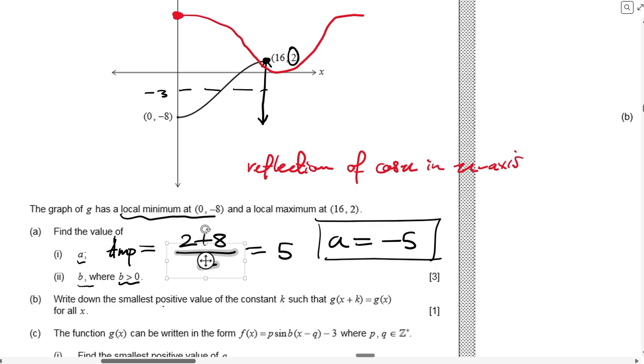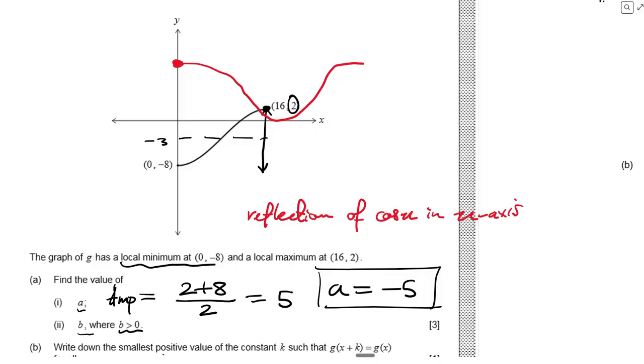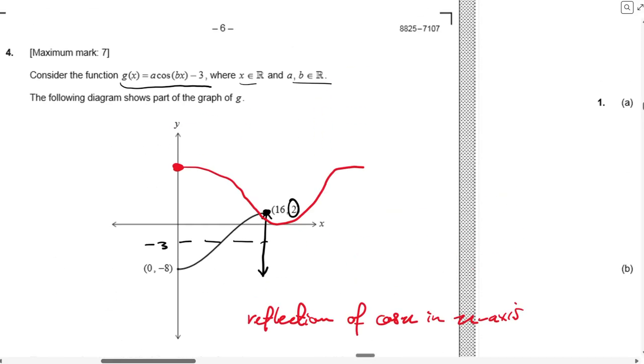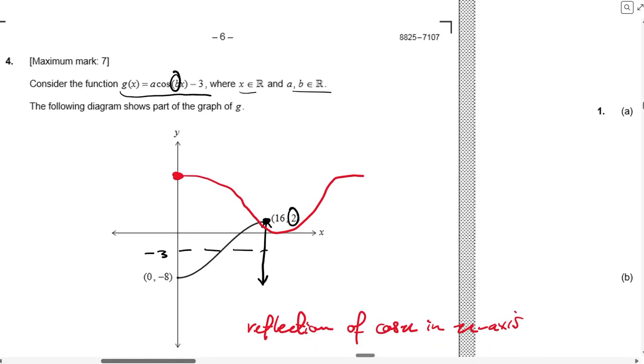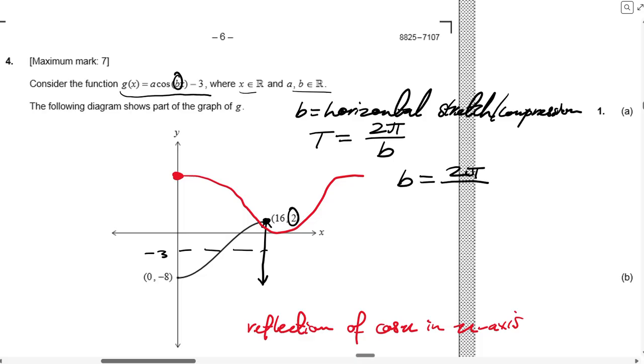And now we have b greater than 0. Now b is not our vertical shift, b is our horizontal stretch, or rather compression, right? And so we have our formula. The time period is equal to 2 pi over b. And so our b is equal to 2 pi over T.